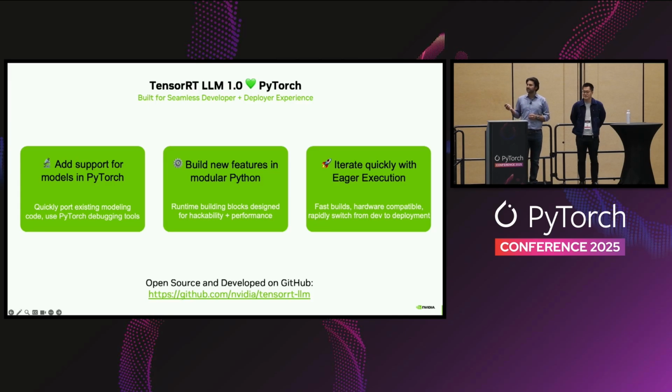We recently released TensorRT-LLM 1.0, which marks a major update in the architecture behind TensorRT-LLM. The new architecture is built on PyTorch and designed to provide a seamless experience for both developers and deployers. With TensorRT-LLM 1.0, you can author models in native PyTorch for new model architectures, implement new innovative runtime features in a modular Python runtime, and iterate quickly for both development and deployment with an engineless eager execution model. TensorRT-LLM 1.0 is open source and developed on GitHub.